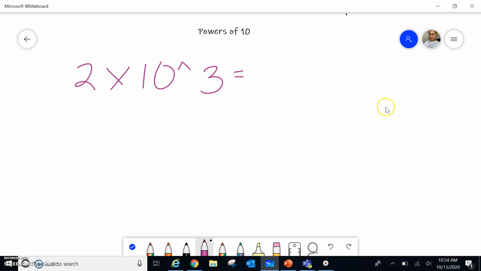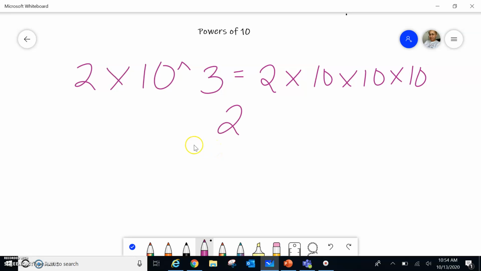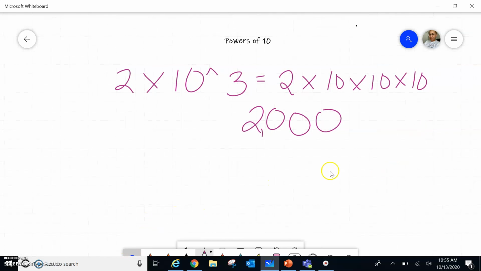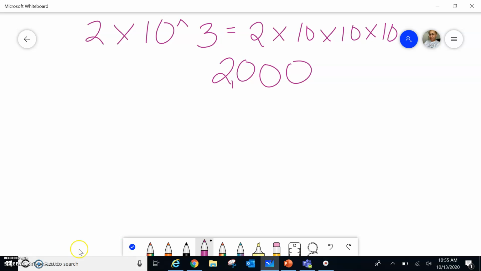Alright, so if we write this out, that means I'm doing 2 times 10 3 times. Okay, and what you can do is simply bring down your whole number, which is the 2, and then I have 1, 2, 3 zeros. I'm going to put 3 zeros in my answer, and that gives me a final answer of 2,000.